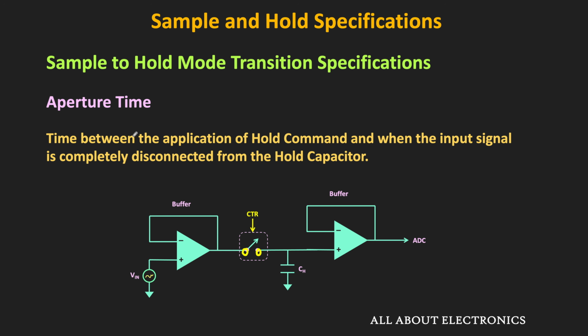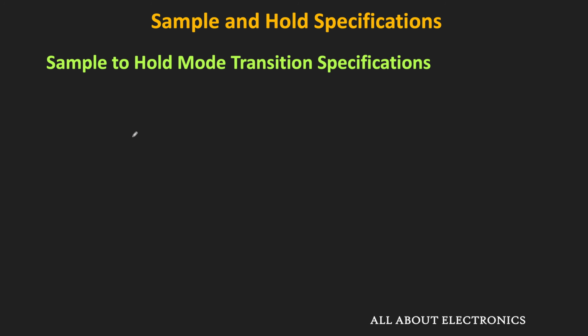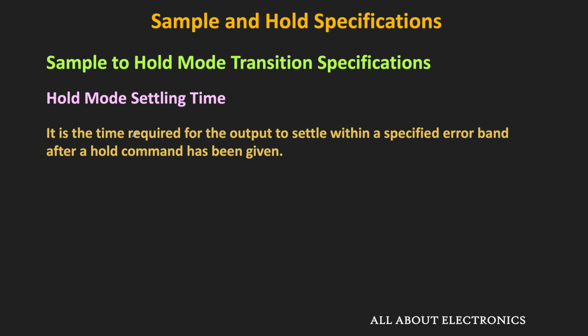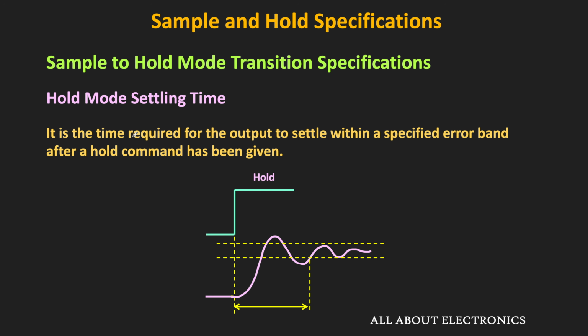Then if we see the next important specification, that is the hold mode settling time. It shows the time required for the output to settle within the specified error band once the hold command is given. That means once we apply the hold signal, there will be a transient in the output before it settles to the intended value. So this time taken by the output to settle in a specified error band is known as the hold mode settling time.